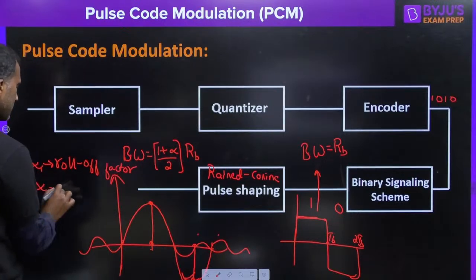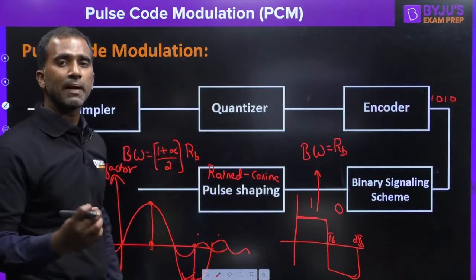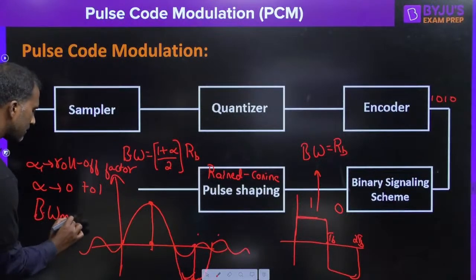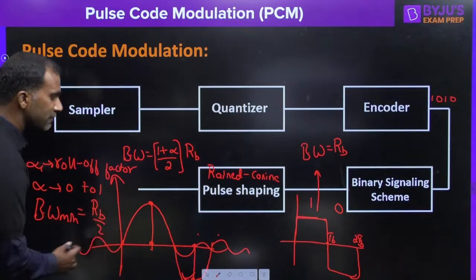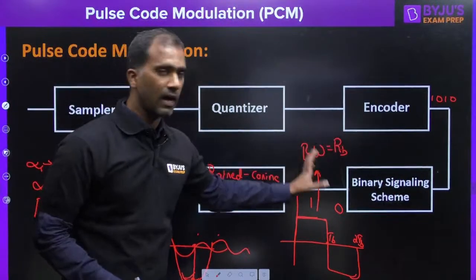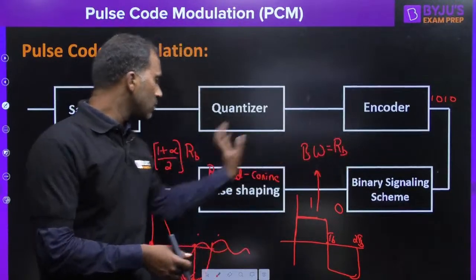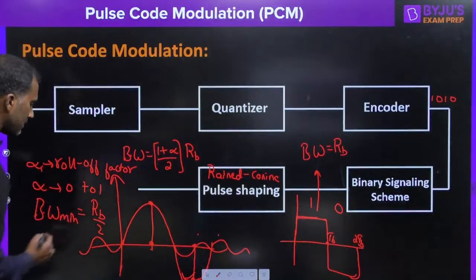Alpha ranges from 0 to 1. When alpha equals 0, we get the minimum bandwidth possible. And what is the minimum bandwidth possible? It is RB by 2. If the bandwidth at the input of the pulse shaping circuit is RB, we can reduce the bandwidth by 2 times by using the pulse shaping circuit. That is the minimum bandwidth possible.